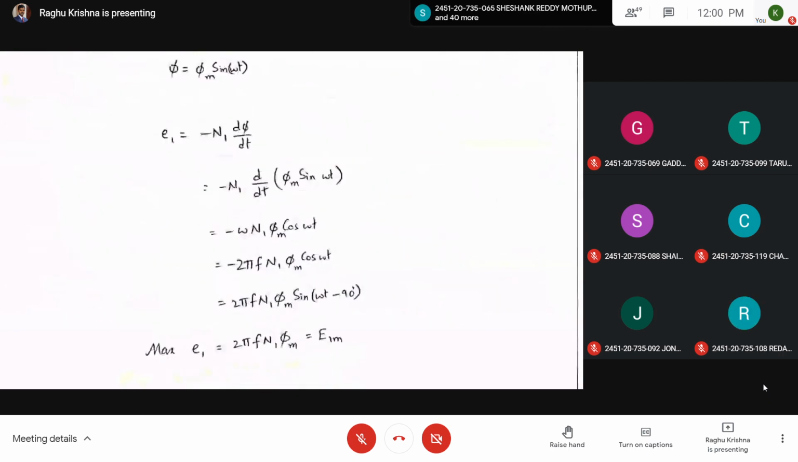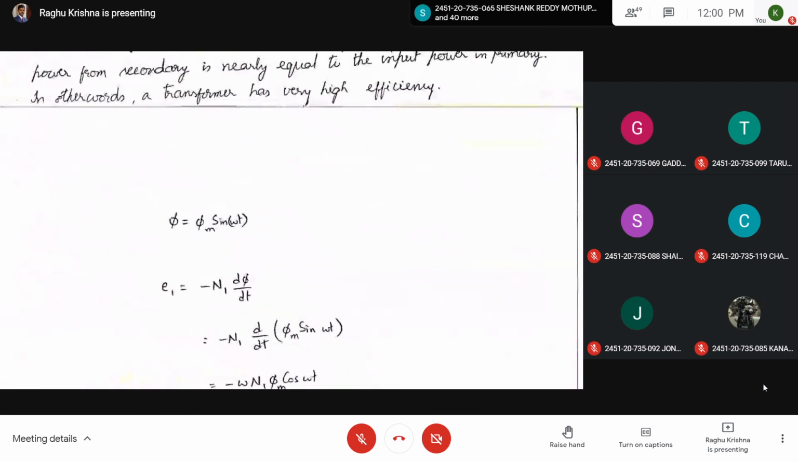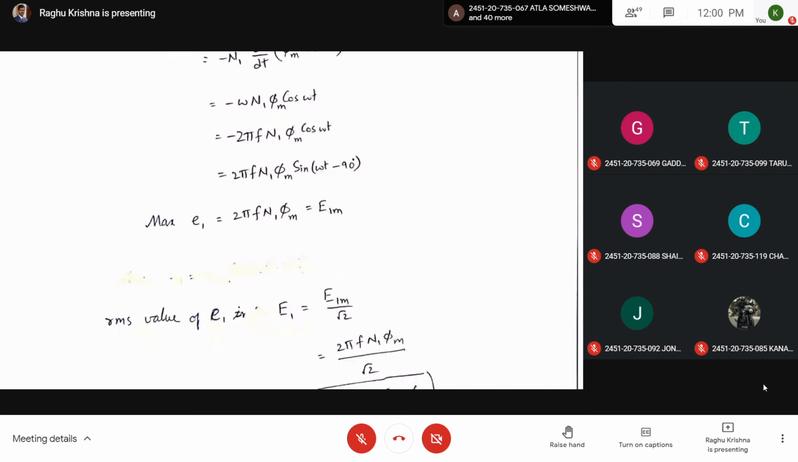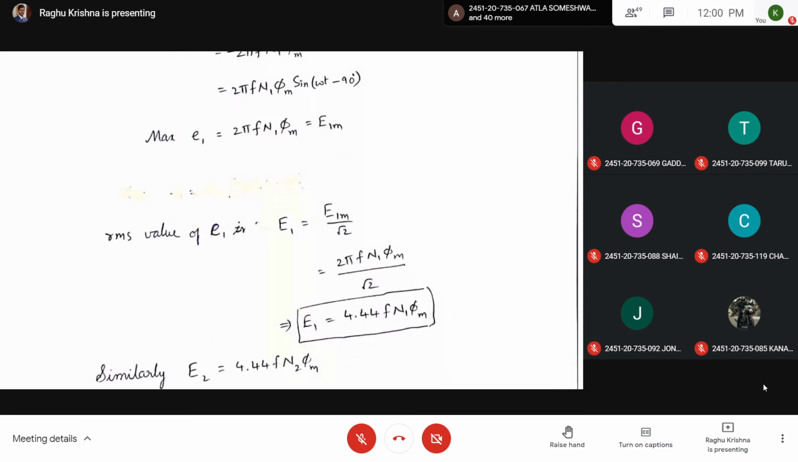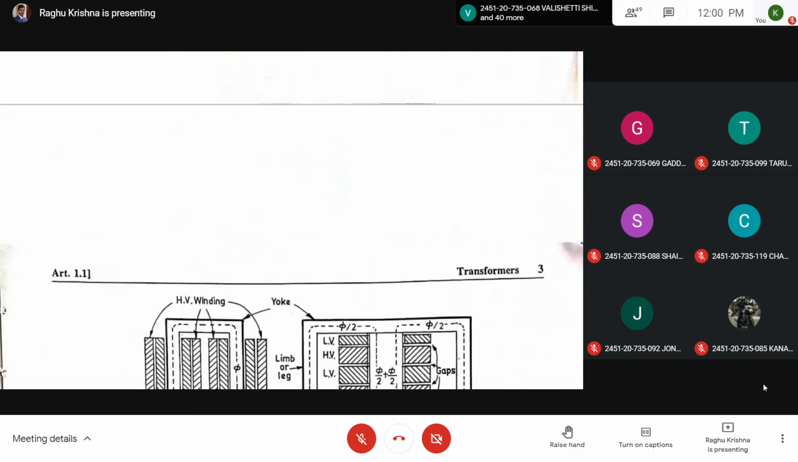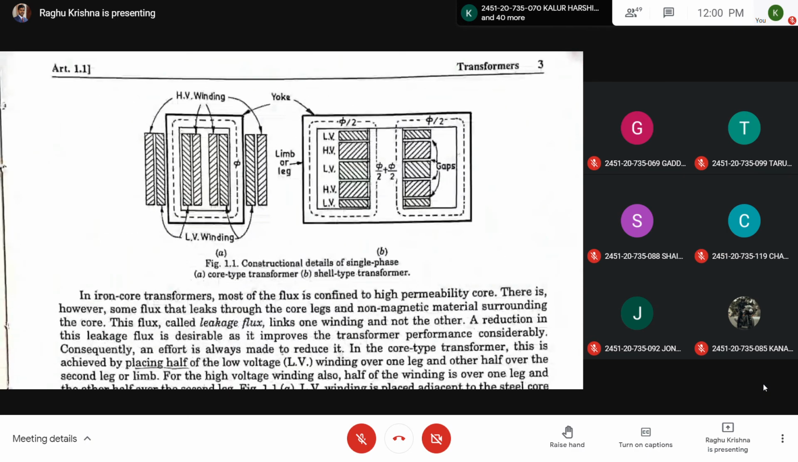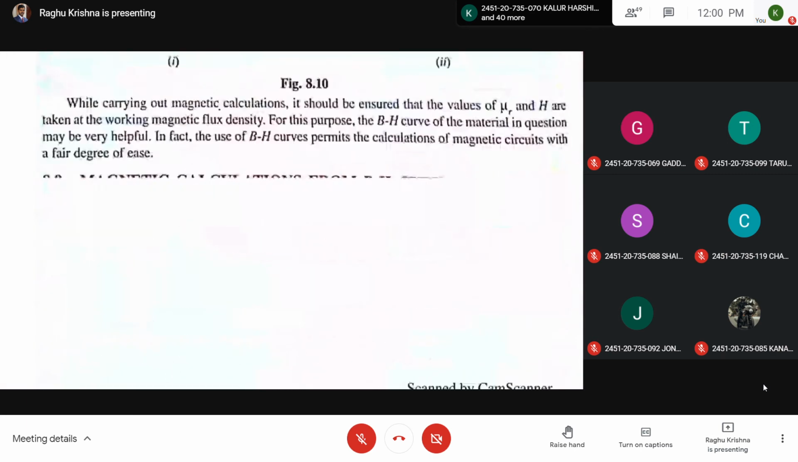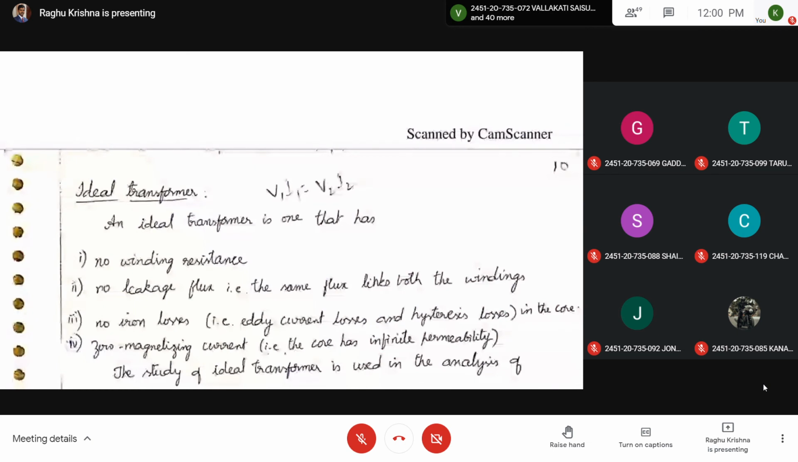So here the derivation, this derivation you study. The EMF equation: E1 equal to 4.44 f N1 phi m, E2 equal to 4.44 f N2 phi m. You study up to the BH curve. Then this ideal transformer also you study.